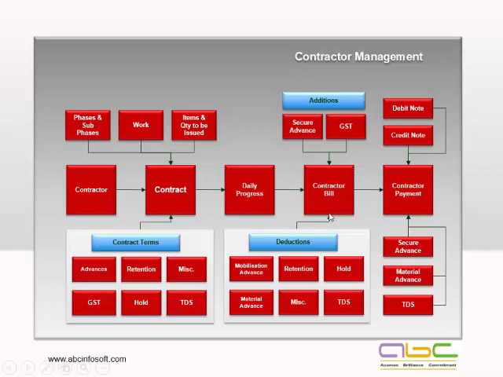So whenever you're generating a contractor bill, you can have more additions to it, secured advance, GST if you want to add, and then all the deductions. For any previous advance given, you want to deduct any of those advance amounts, then any retention amount, hold amount, material advances, miscellaneous, TDS. Then after this, there would be contractor payment. When we talk about contractor payment, we will be taking care of all those debit notes, credit notes, my secured advance, TDS and all the things.